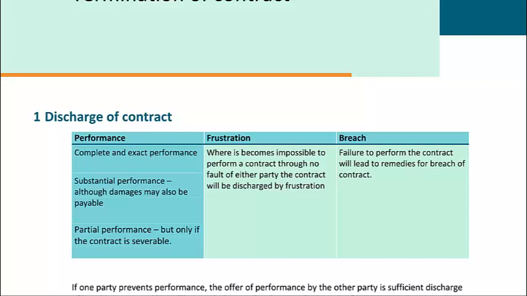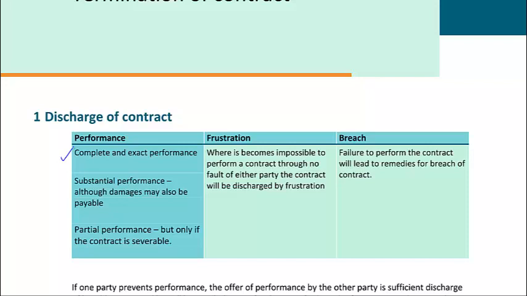So if you have a builder building you an extension, he builds the extension you asked him for, and he finishes off everything exactly as you'd agreed. That's what usually happens. And as a result of that, you'll pay him the full amount that you owe him.